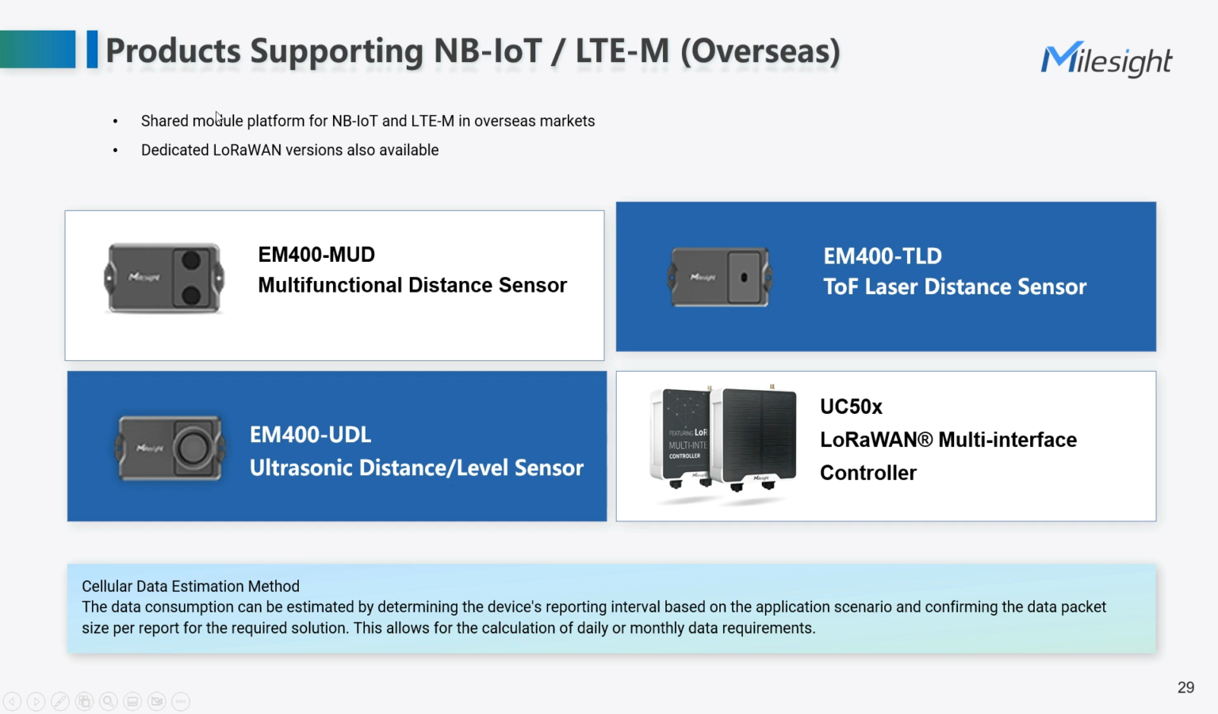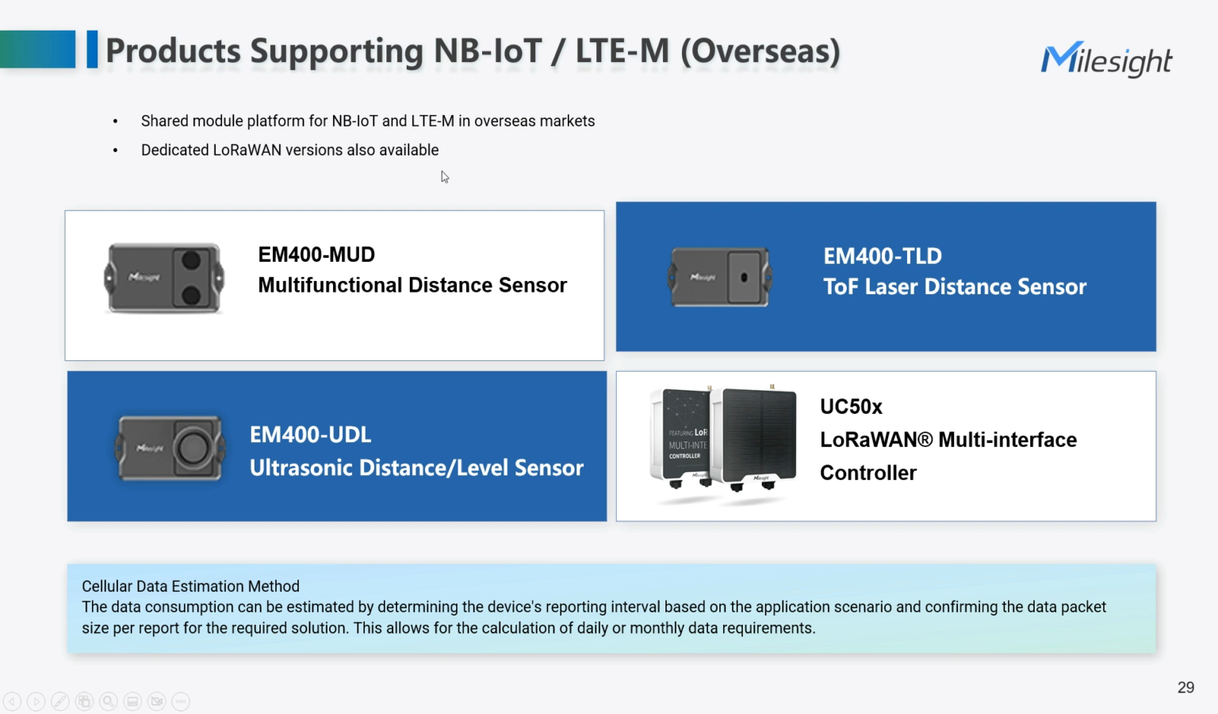Let's quickly talk about our product options and how to plan for data usage. First off, for our overseas markets, we have 4 main models where the NB and LTE-M modules are shared. They use the same hardware platform. And for each of these, we also offer a dedicated LoRaWAN version for even more flexibility.